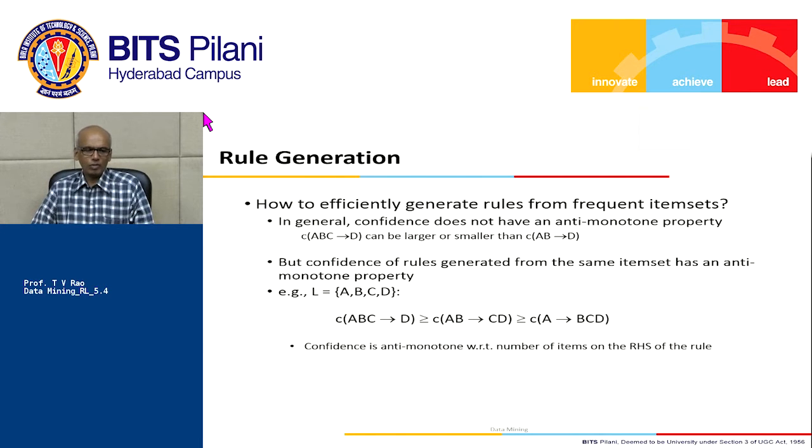One approach we can take comes from the a priori property. When we are talking about the confidence of A, B, C leading to D, it can be larger or smaller than A, B leading to D, because in both these cases the denominator is different. In one case you are looking at the support for AB, and in the other case the support for ABCD, and the numerator is also different: one case ABD, and in the other case ABCD.